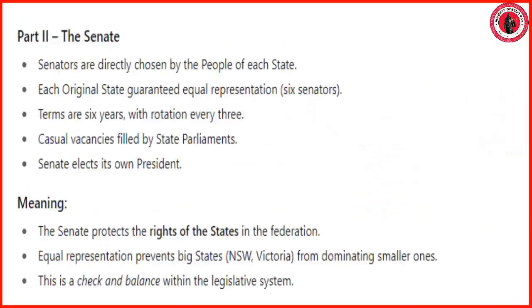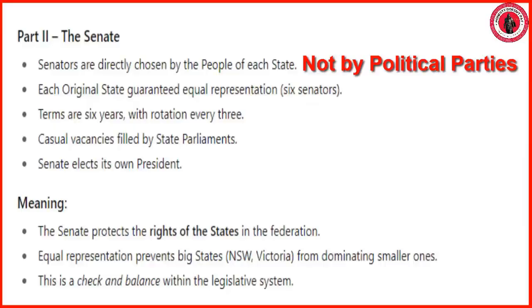Part 2. The Senate. Senators are directly chosen by the people of each state. Each original state guaranteed equal representation, 6 senators. Terms are 6 years with rotation every 3. Casual vacancies filled by state parliaments. Senate elects its own president, meaning the Senate protects the rights of the states in the Federation. Equal representation prevents big states NSW and Victoria from dominating smaller ones. This is a check and balance within the legislative system.